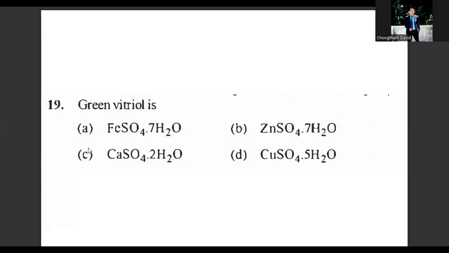Question number 19, green vitriol is iron sulfate, 7 water molecules, option A.